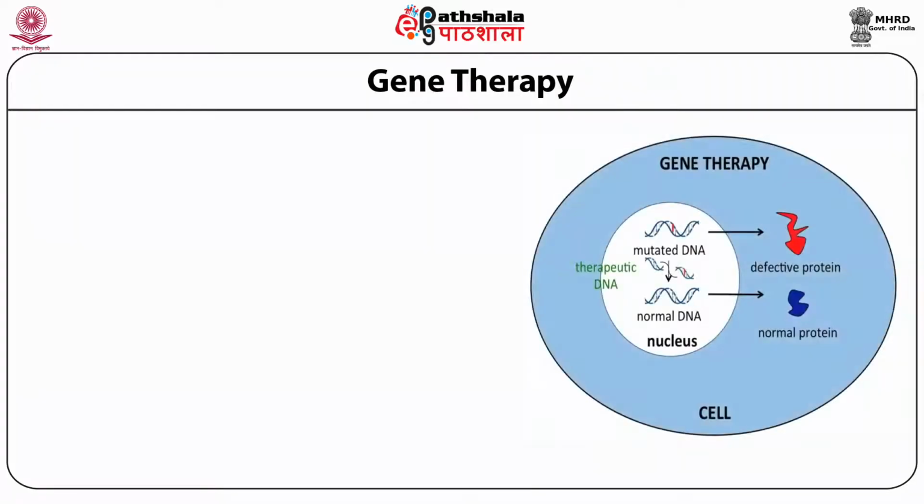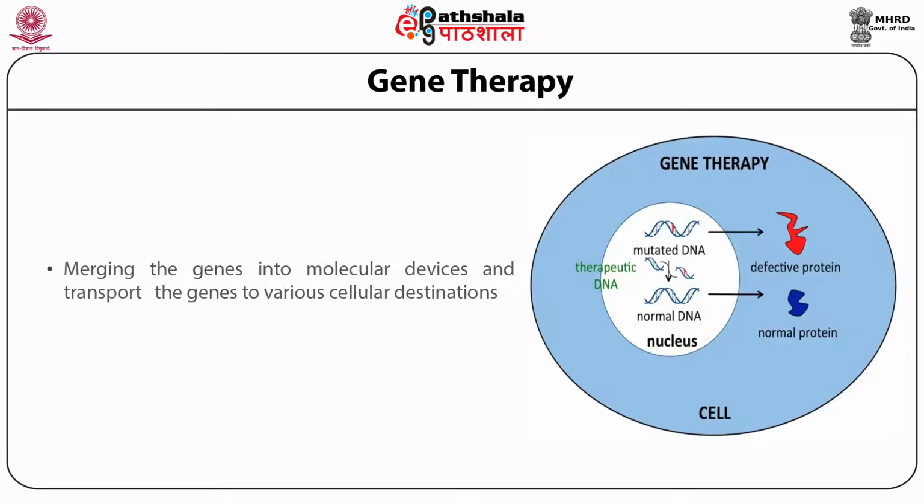Gene therapy. Recombinant DNA technology is also helpful in packaging genes into molecular devices that can transport these genes to various cellular destinations. This technique is also called gene therapy. In this technique, corrected genes can be delivered into individuals with defective genes that cause specific diseases.